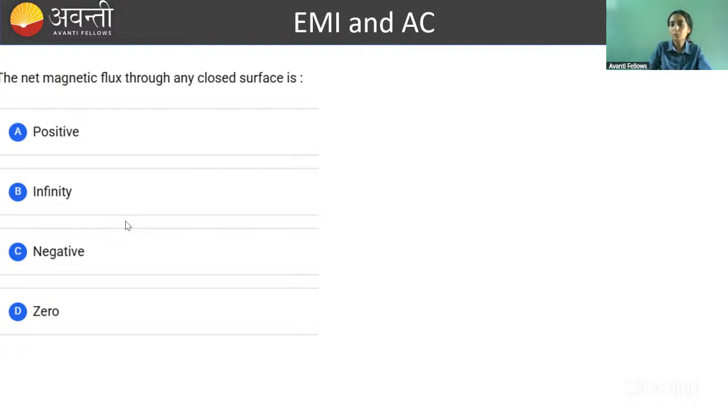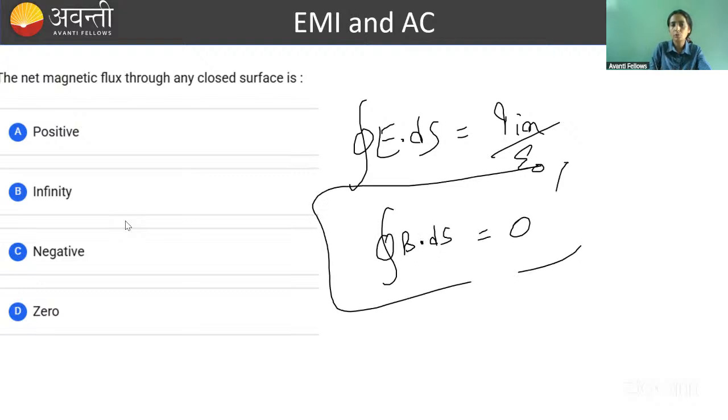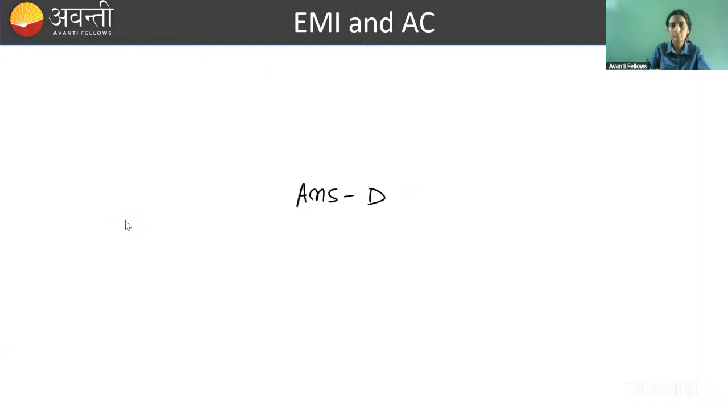So we already know the electric flux formula for a closed surface. This is equal to Q enclosed by epsilon naught. And for magnetic flux through a closed surface, it is always 0. Why? Because magnetic monopole doesn't exist. If you are keeping certain magnetic charge inside, it means it has both positive and negative magnetic charge, that is both north and south pole. And that is why magnetic flux through the closed surface is 0. So correct answer will be D.